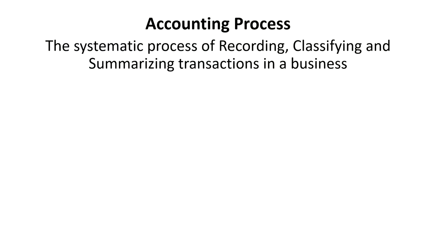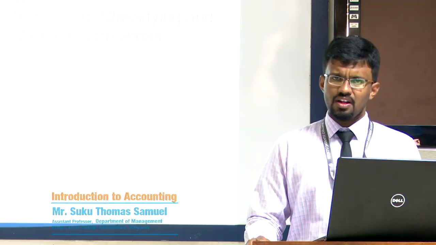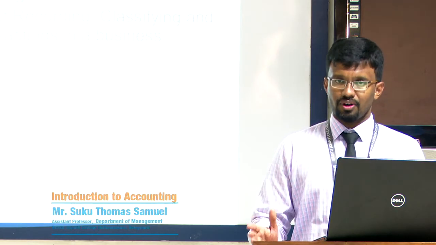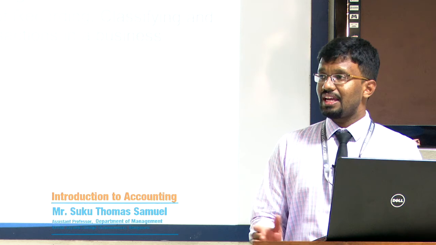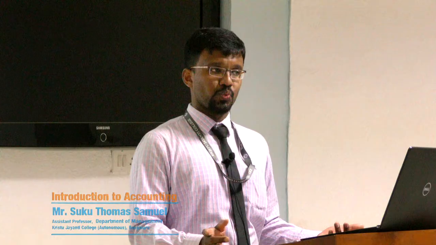Accounting process refers to the systematic process of recording, classifying and summarizing transactions in a business. There are three major steps in accounting process: recording, followed by classifying, and then finally summarizing transactions. The accounting process starts with transaction. What is a transaction? Transaction is the exchange of goods and services in return for money or money's worth.